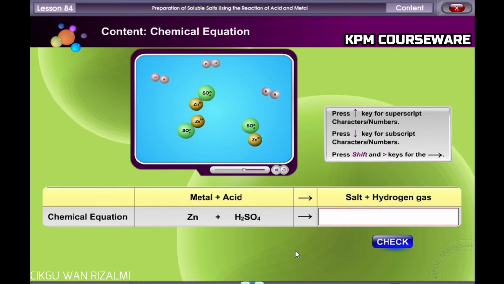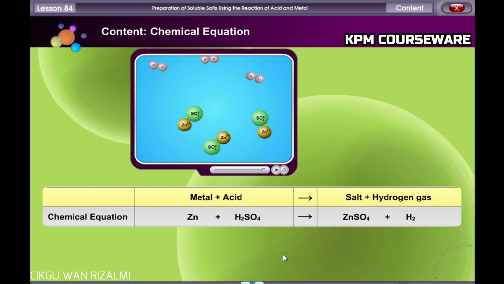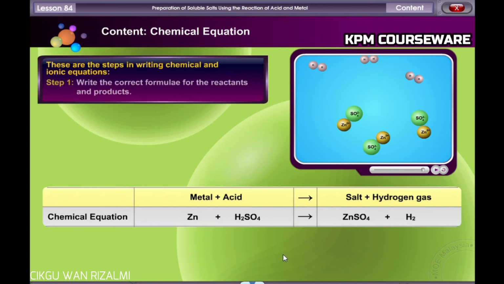Key in your answer in the table and click on the check button when you have finished. Incorrect. Try again. The products are zinc sulfate and hydrogen gas. When we write a chemical equation, first we have to write the correct formulae for the reactants and products.